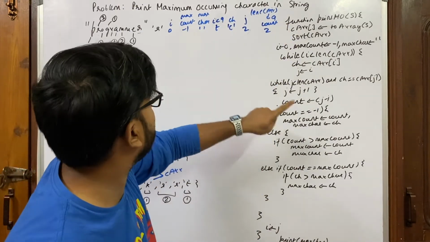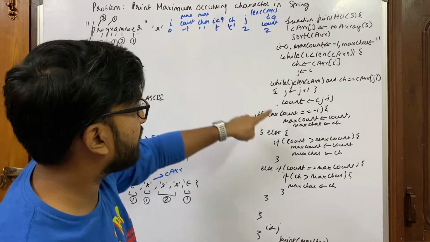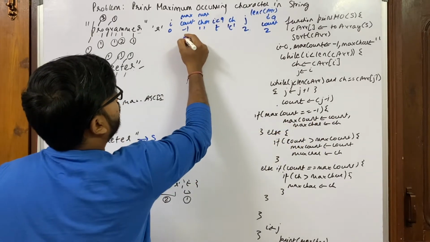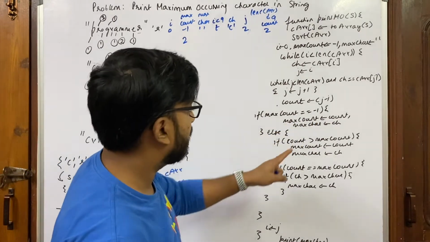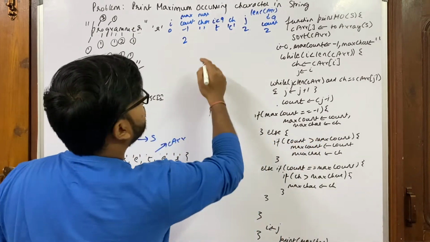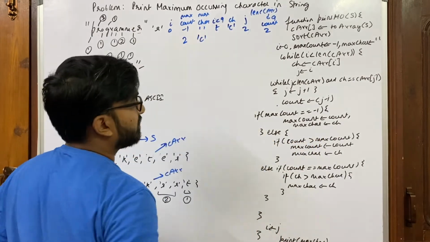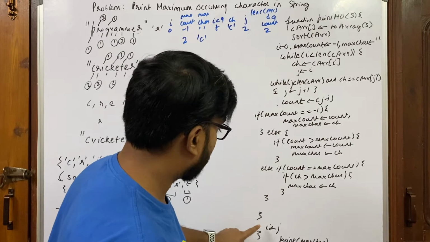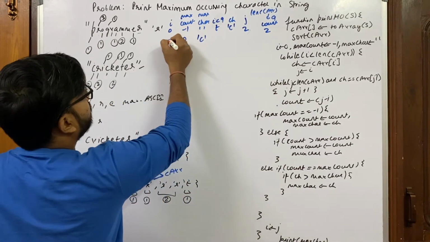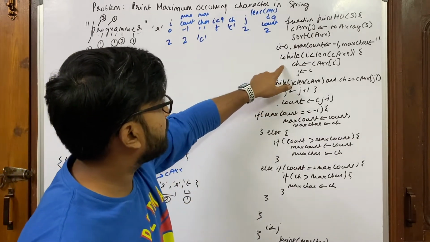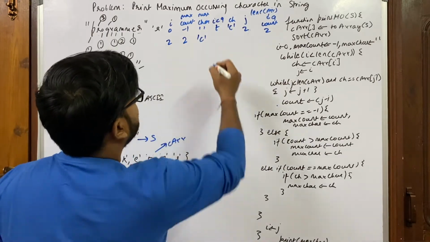So if max count is -1, max count is -1, that is true. Max count is set to count. Max count now becomes 2. Max char becomes ch, which is C, okay. We skip the else part, we come here, i is set to j, i becomes 2, alright. You go back to check the while loop condition. 2 is less than 9 is true.